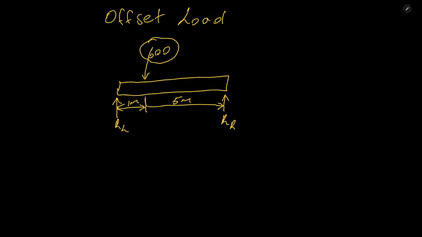Now in this case we have the 600 units resting on the beam, 1 meter away from RL and 5 meters away from RR. The diagram that I'm going to be showing you will show the moment about both supports. So let's go ahead and do our little calculation. Similar to what we did in the previous example, we're going to write moment. So we have the moment at RL, and this is going to be equal to the 600 multiplied by the distance that it is away from RL, which is 1 meter, and this will give us a value of 600. 1 times 600 is 600.